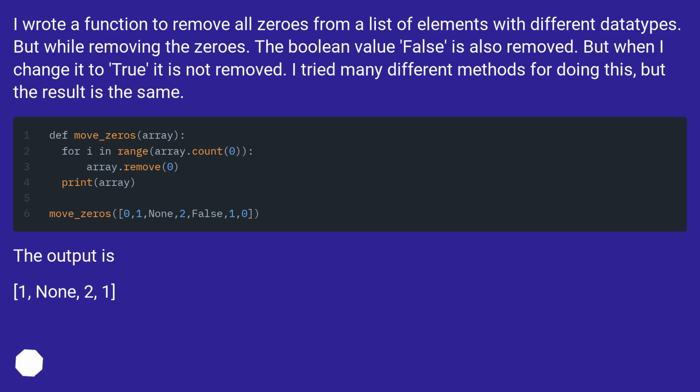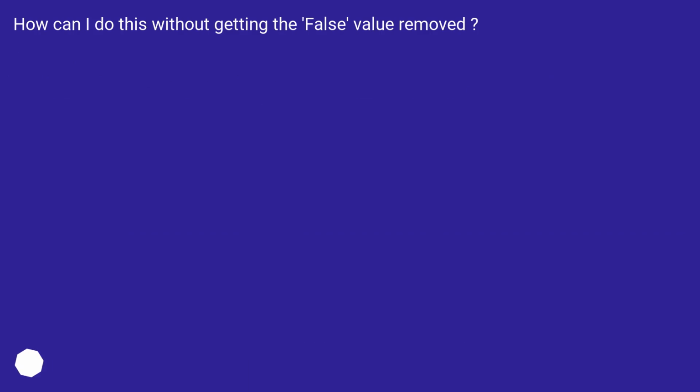The output is 1, None, 2, 1. How can I do this without getting the false value removed?